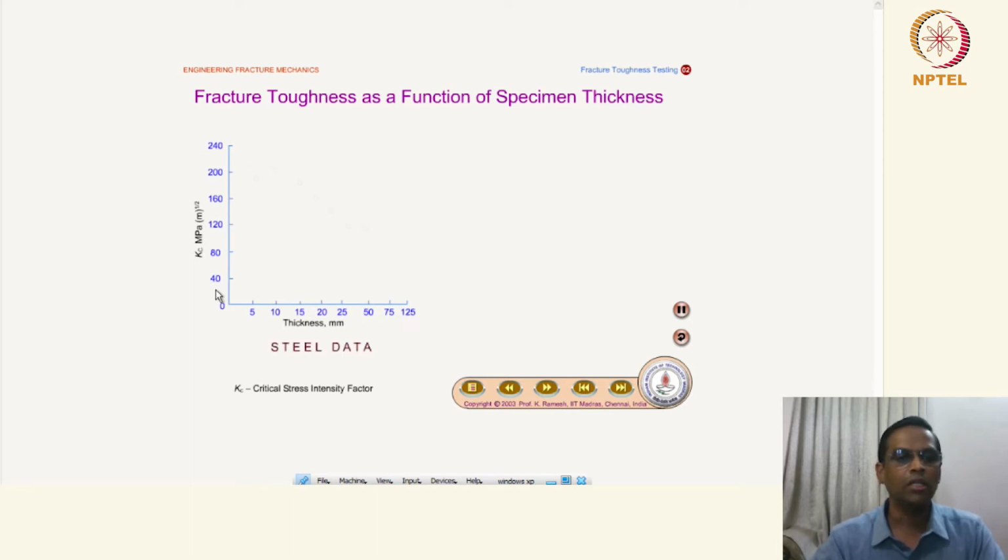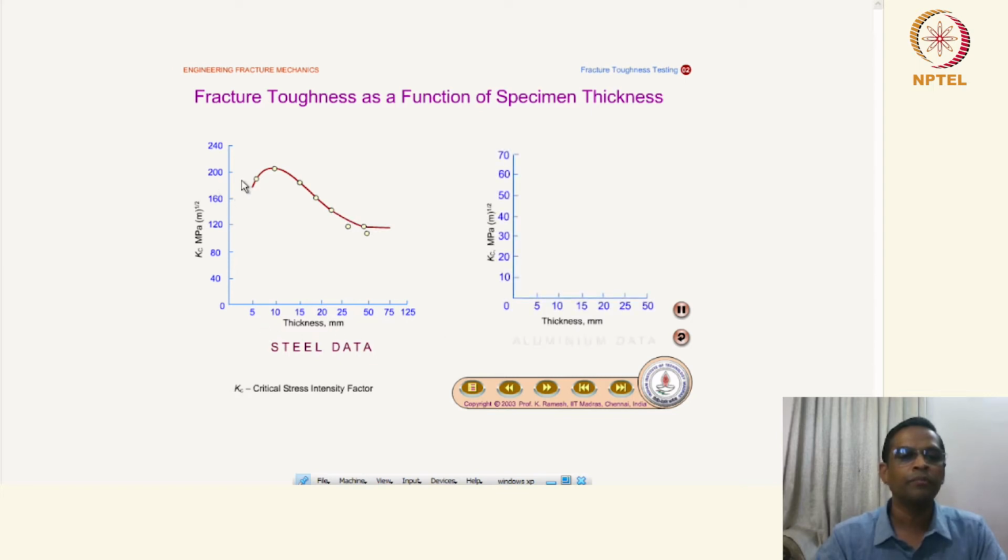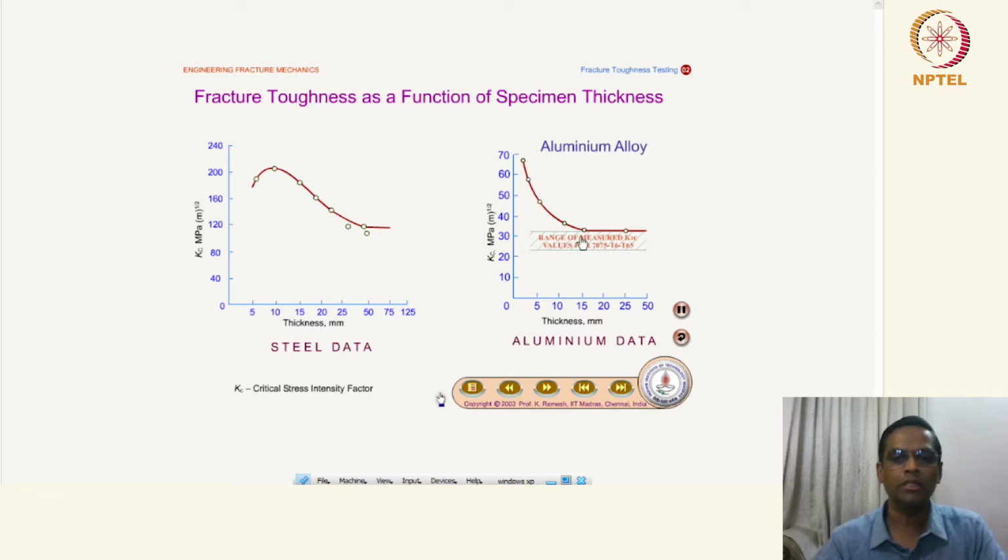If you look at these plots of K versus thickness, this is typically for steel data. K1C or Kc is the critical stress intensity factor, which varies from small thickness to larger thickness. That means from plane stress to plane strain condition. And for this aluminum alloy, it varies like this from plane stress to plane strain condition.